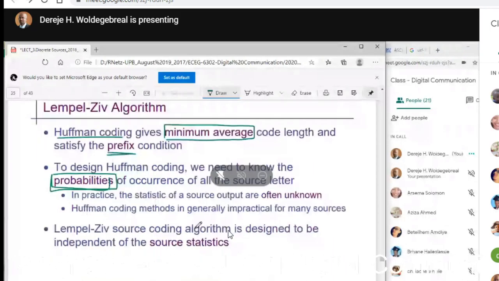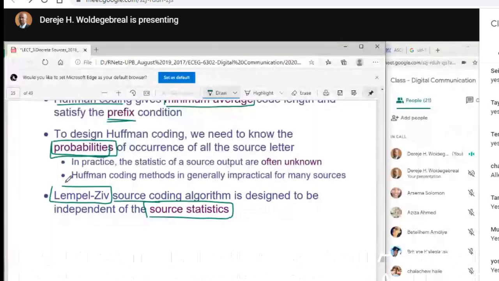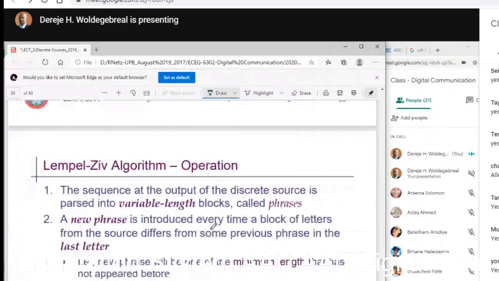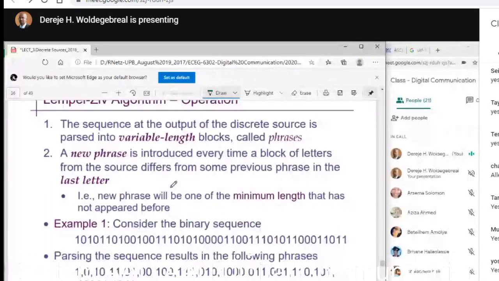Okay, so what is an alternative thing that does not require source statistics? So Lempel-Ziv's algorithm, well, there are variants of algorithms, and one of the algorithms is Lempel-Ziv's. Lempel-Ziv is a type of source coding scheme that does not require knowledge of source statistics, or that does not require knowledge of probabilities. There are certain sets of procedures or steps that we shall follow for the implementation of the Lempel-Ziv algorithm, and I would state each step one by one, possibly in the form of an example.